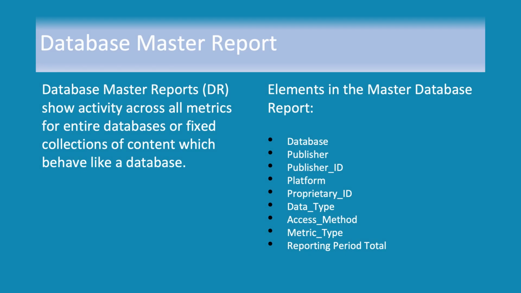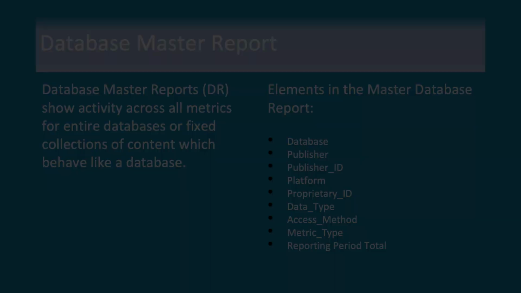Database Master Reports, or DR, show activity across all metrics for entire databases or fixed collections of content which behave like a database. DRs are less compact than Platform Master Reports, with 9 elements in separate columns plus monthly breakdowns. In addition to the columns in a Platform Master Report, DR shows the database name within the platform and the publisher details.